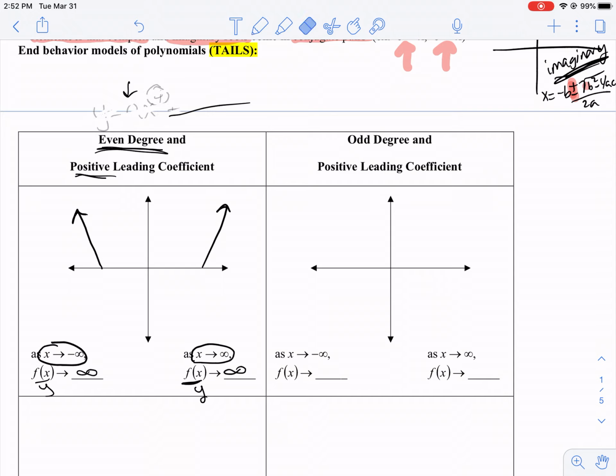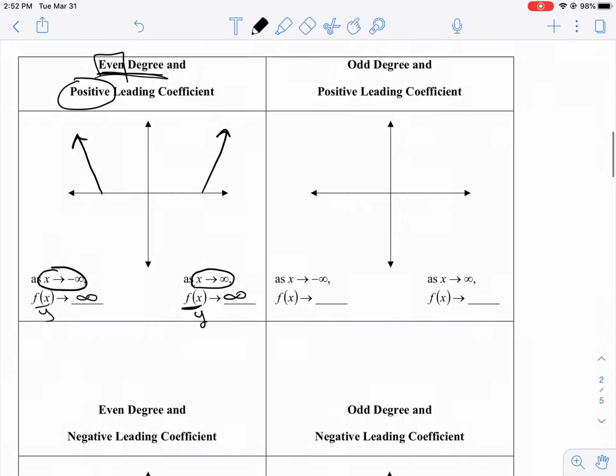So what they're really saying here is that every graph that has an even exponent and a positive leading coefficient is going to end with the tails pointing up. Well, positive is up and even means they match. What happens in between those two ends is going to vary a great deal, but the two ends themselves will look like what I've drawn. All right, so I want to go to the one underneath it first.